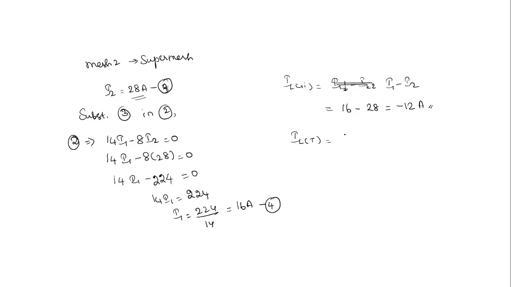Now we have to find the total current by adding these two. The total current is IL1 plus IL2, which is equal to 2 minus 12, that is minus 10 ampere. This is the answer. The minus sign indicates that the current direction is assumed in the wrong manner. Actually the current will flow in the upward direction, but it is marked in the downward direction. So this is the answer.